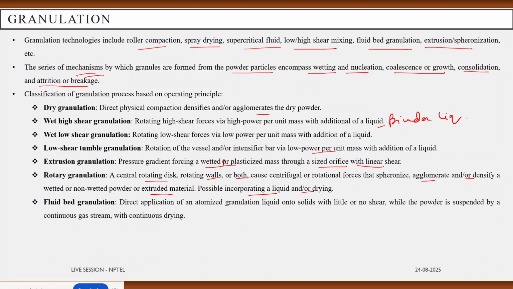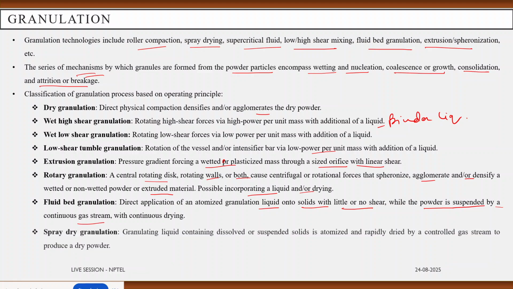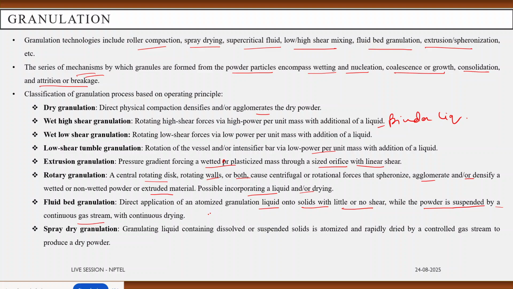Fluid bed granulation, here the direct application of an atomized granulation liquid happens on the solids with little or no shear while the powder is suspended by a continuous gas stream with continuous drying, which is very effective. A spray dry granulation process, where granulating liquid containing dissolved or suspended solids is atomized and rapidly dried under a controlled gas stream, which produces dry powder.